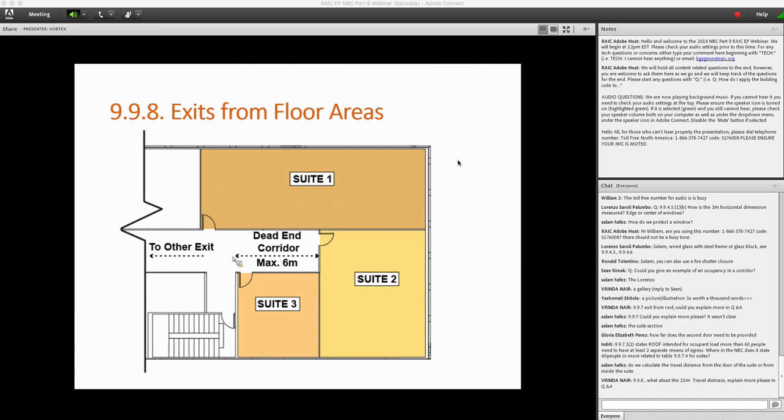So if you look at 9981 sentence 2, it states that where a room or suite is separated from the remainder of the floor area by a fire separation having a fire resistance rating of 45 minutes, or in a sprinklered building by a fire separation which is not required to be rated, you can measure the travel distance from the egress door of the suite to the nearest exit.